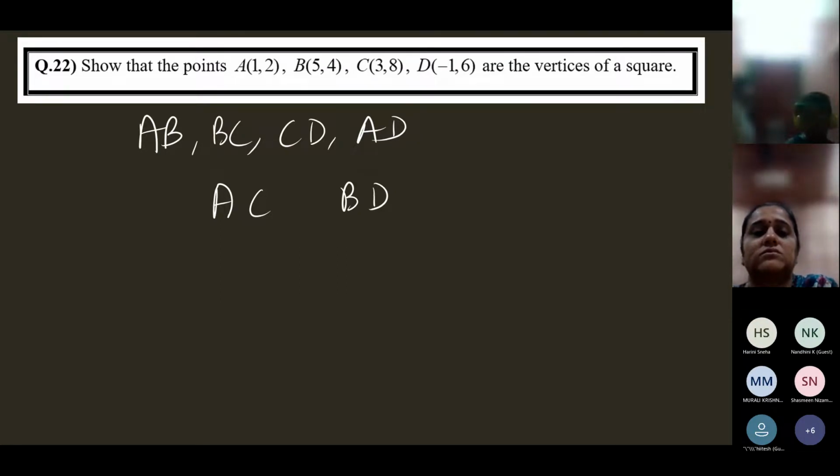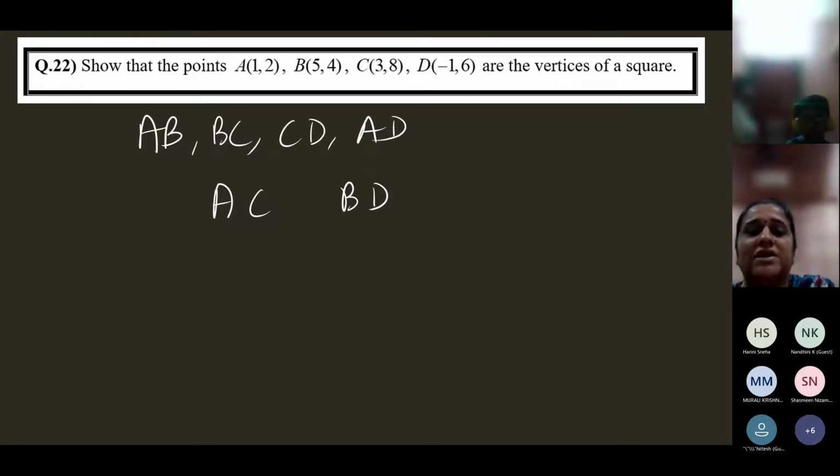Equal, ma'am. What if they are unequal? What if the sides are equal and the diagonals are unequal? What will you call that figure? It is a rhombus. Rhombus, yes. When all the sides are equal and the diagonals are unequal, it's a rhombus.